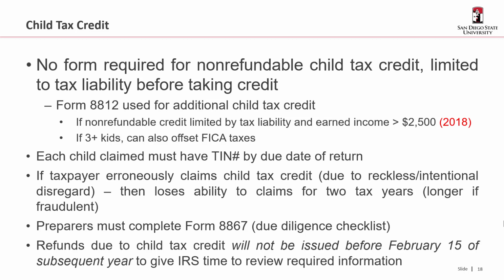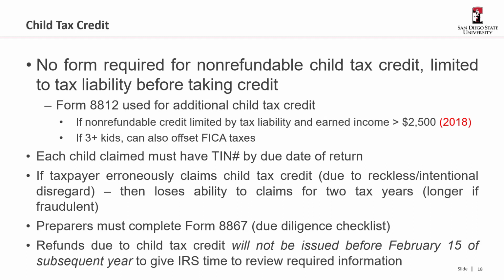You use Form 8812 to do the additional child tax credit, and I think you can count on us doing an in-class exercise that includes that this week. If the non-refundable credit is limited by tax liability and you have to have earned income of over $2,500, in order to get a refundable share, or you can have 3+ kids. Each child claimed must have a taxpayer identification number by the due date of the return, which means that you can't get one after the fact and file an amended return.